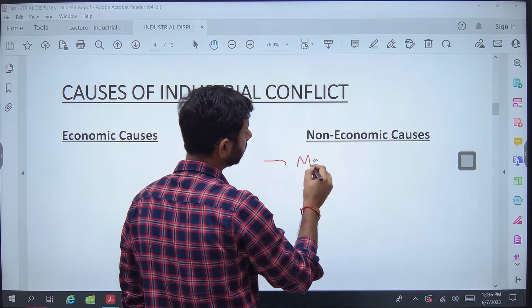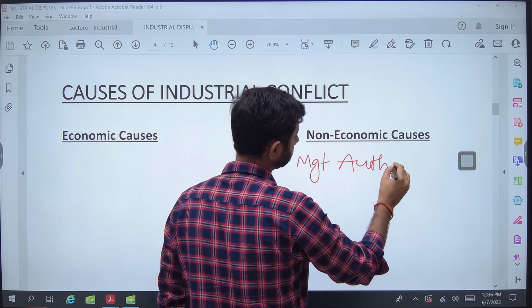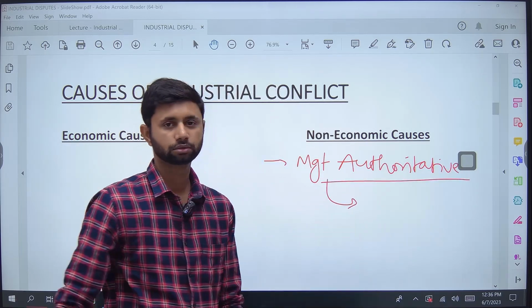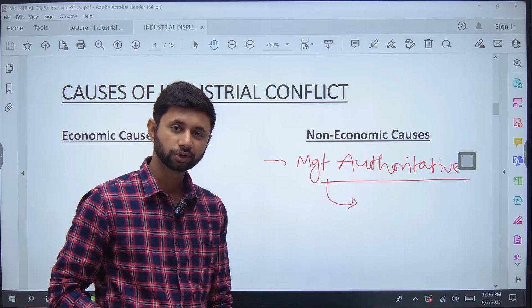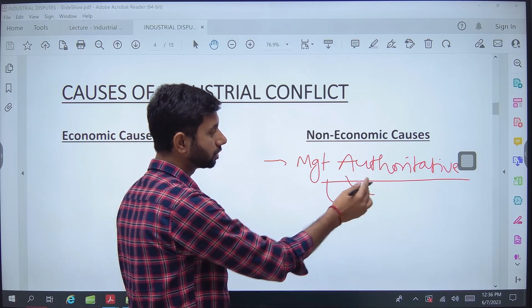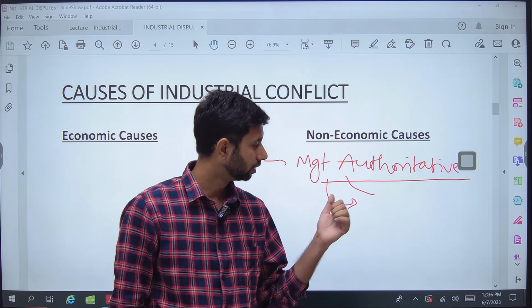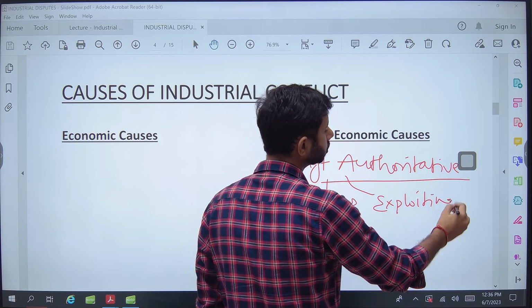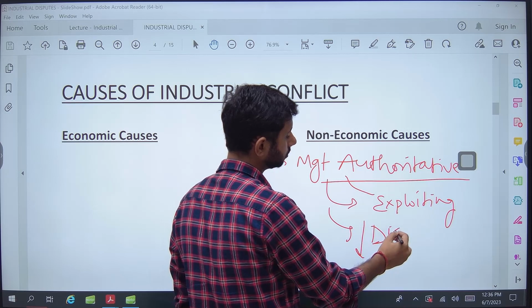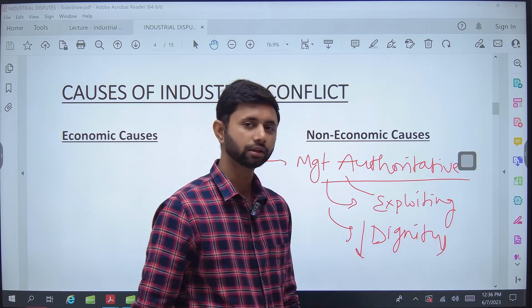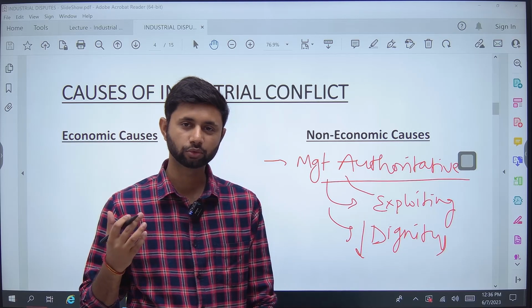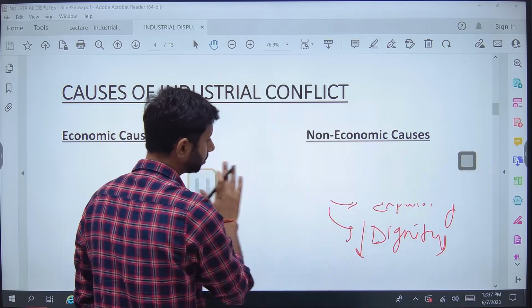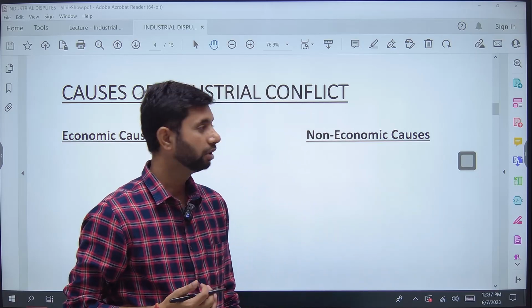Sometimes the management shows an authoritative attitude towards workers: I will not increase your wage, do what you may, you have to work continuously for 8 hours without a break. By following such authoritative behavior, they are not only exploiting workers, but they are also reducing their dignity by disrespecting them and humiliating them, by not respecting their rights that have been provided not only by the constitution but also various statutory acts. Okay, so this is why these things come under non-economic causes which are responsible for industrial conflicts.